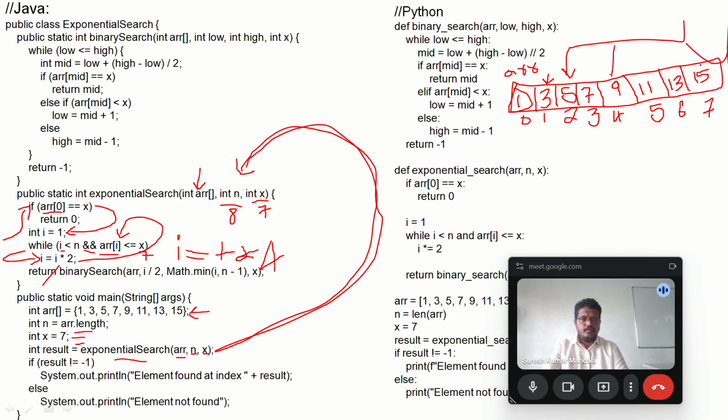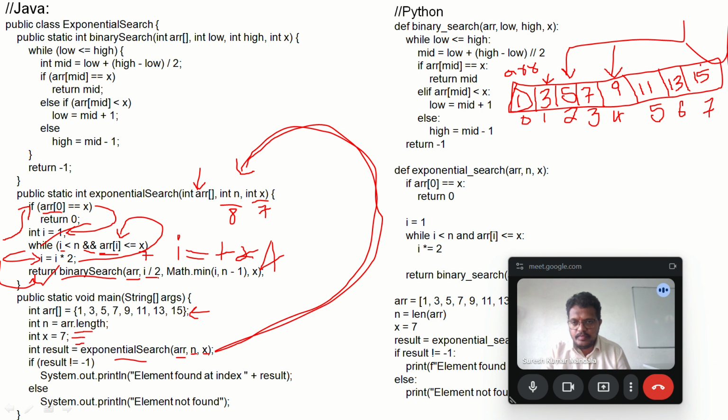ARR of 4 we are having 9. Now check it. 9 is less than or equal to 7. The condition is false. When the condition is false, it will go to the return statement with the binary search. With the binary search, they are passing the parameters. They are passing the total array.